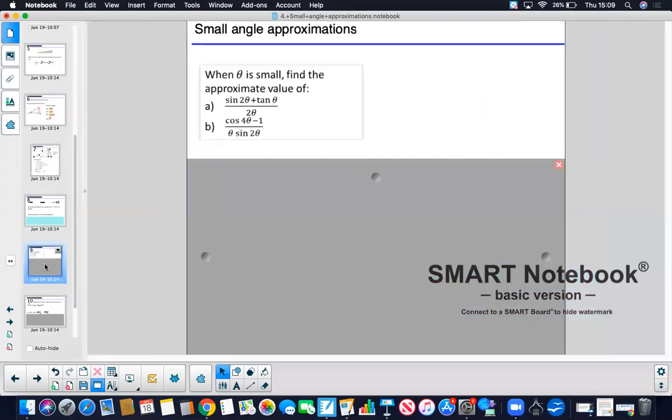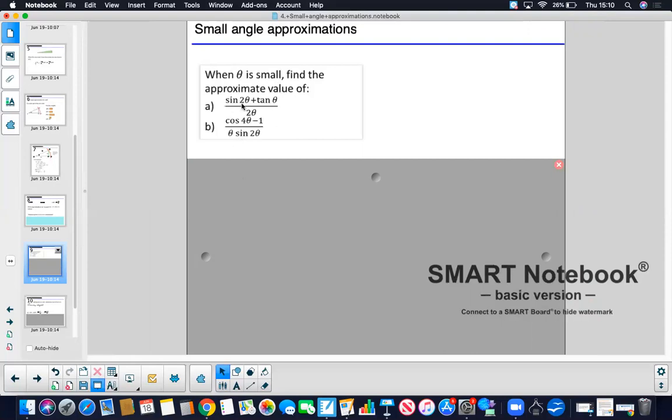Okay, so let's have a go at some examples. When theta is small, find the approximate value of sine 2 theta plus tan theta all over 2 theta. Now, this is the key thing here, that theta is small. You're told it's small, so that's when you need to recognise that this will be a small angle approximation question. And then in part B is cos 4 theta minus 1 over theta sine 2 theta. Have a go and then come back, press play again when you want to have a look at the answers.